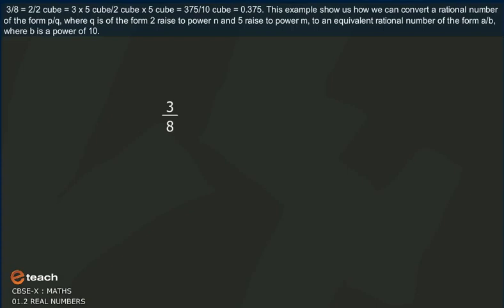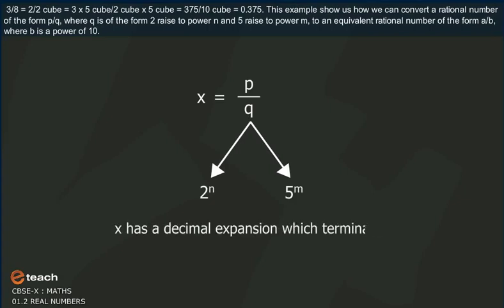3 upon 8 is equal to 3 upon 2 cube, which is equal to 3 into 5 cube upon 2 cube into 5 cube, which is equal to 375 upon 10 cube, that is 0.375. This example shows us how we can convert a rational number of the form p upon q, where q is of the form 2 raised to power n into 5 raised to power m, to an equivalent rational number of the form a upon b, where b is a power of 10.